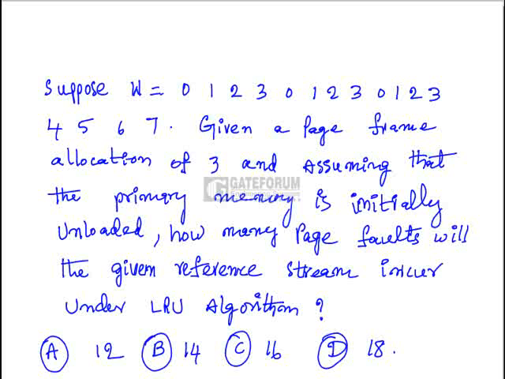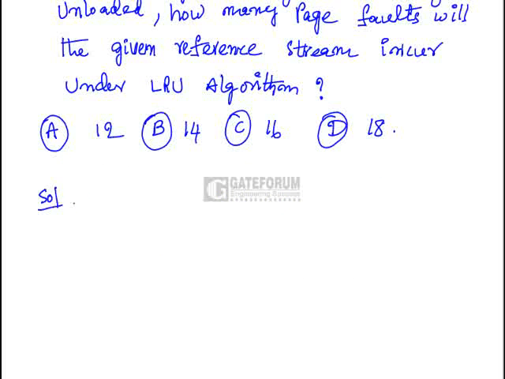LRU means least recently used. We have to replace the page that has not been used for the longest time period. So here the solution will be like this. You have to consider 3 frames initially which are empty. So what is the first reference? 0. So for 0 there is a fault, again 1 there is a fault, again 2 there is a fault, again 3 there is a fault. You have to replace 0, so it will become 3, 1, 2.